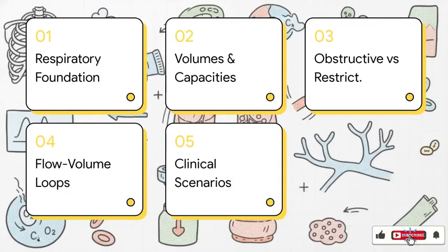Here's our rounding list for today. We've got the respiratory foundation, lung volumes and capacities, obstructive versus restrictive patterns, mastering flow volume loops, and finally, high-yield clinical scenarios. Just keep this little roadmap in the back of your mind as we conquer these topics.